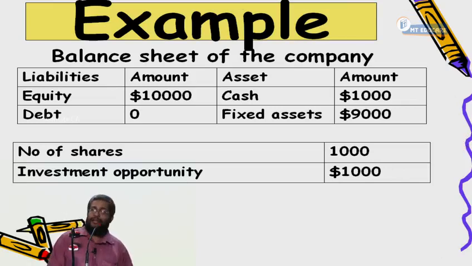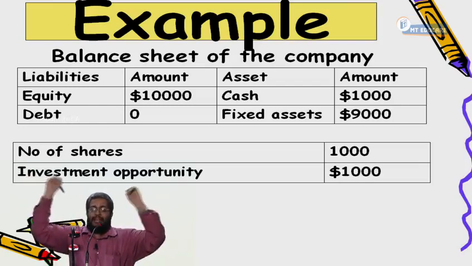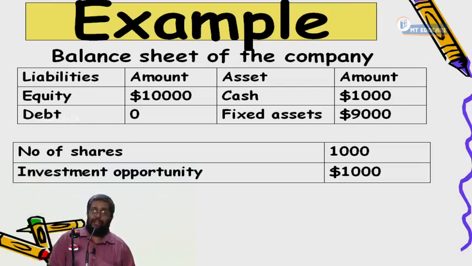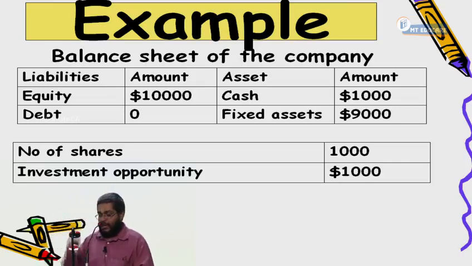Okay, everybody, good morning. Now listen here. What is the current number of shares? 1000. Forget everything, listen carefully. What is the existing number of shares? 1000. What is the investment opportunity? $1,000. What is that? I. Correct. And what is dividend D? The D is $1.